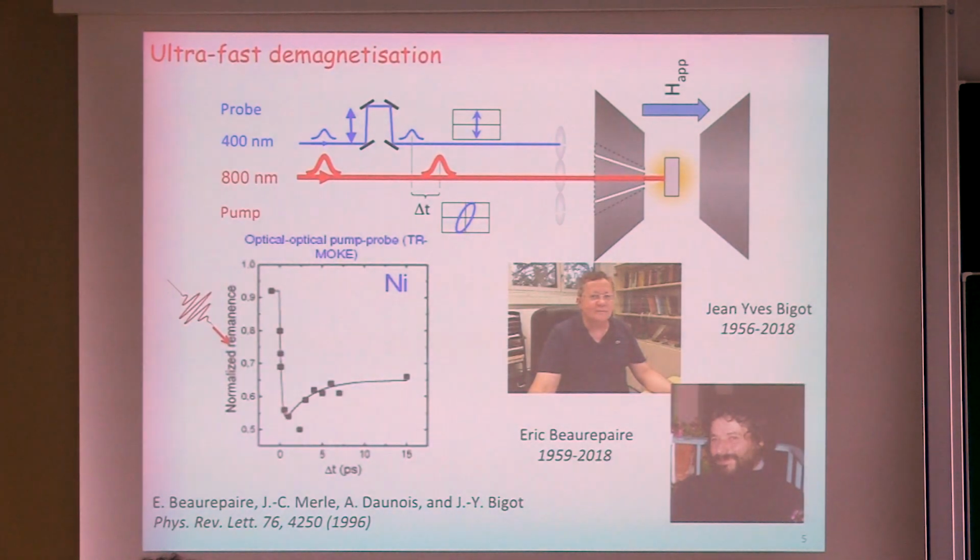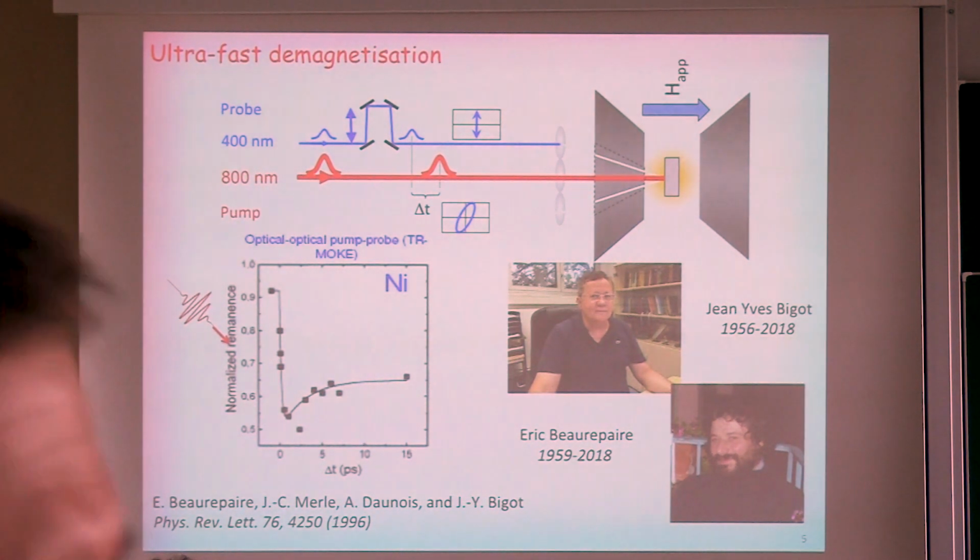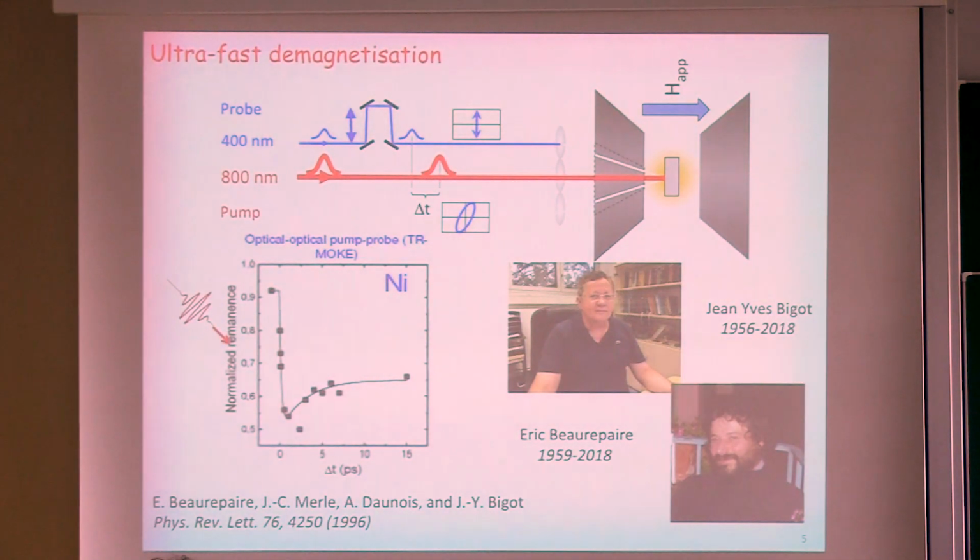As you all know, this field started in 1996 with this extremely nice result that we've seen many times. This is a pump-probe experiment. So you pump with a laser, and then you can have a delay between the pump and the probe. And so you can observe this ultrafast demagnetization. This result was obtained in the team of Jean-Yves Bigot, also with Eric Beaurepaire, and as we heard, they both passed away, which is really sad. And I'd like to pay tribute to both of them.